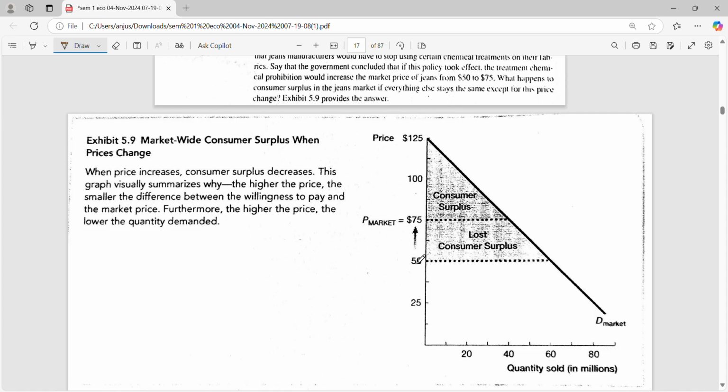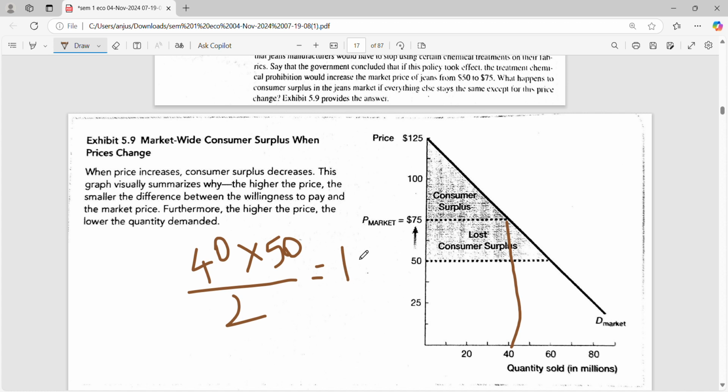So here from $50, the market price increased to $75. So now we have the base of the triangle as, earlier it was 60, but now it is 40. Then height as 125 minus 75, that is 50. Then by 2, which gives you 1 billion.